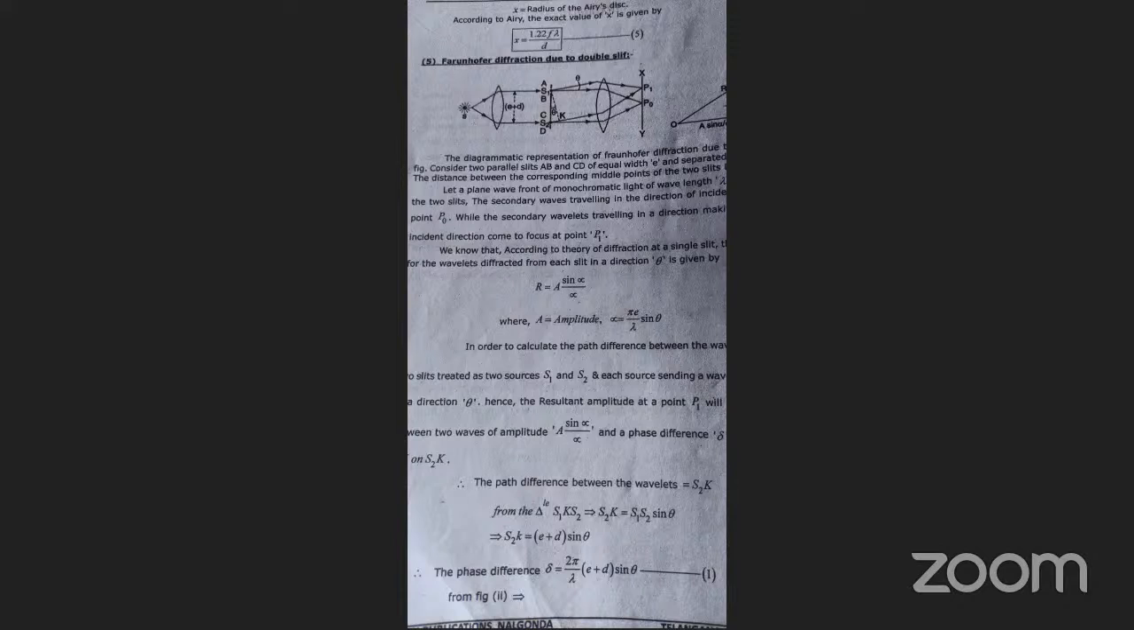We draw a perpendicular S1K on S2K. Observe the figure also. The path difference between the first wave and the second wave is only S2K. According to the diagram representation, S2K is the path difference for Fraunhofer diffraction due to double slit.